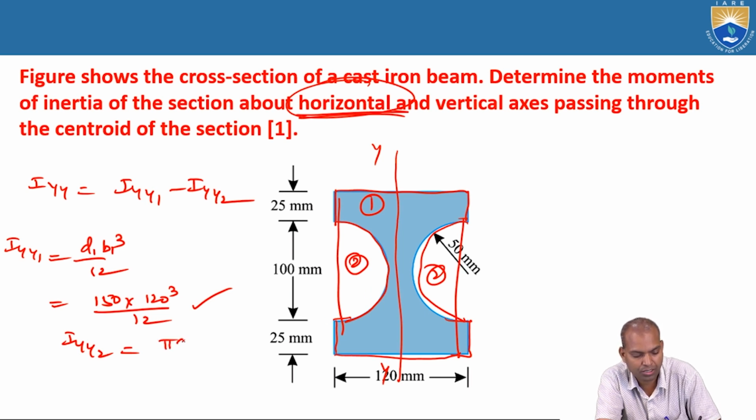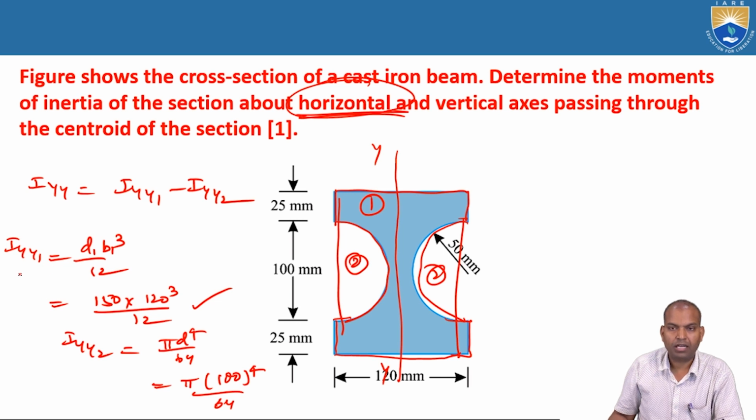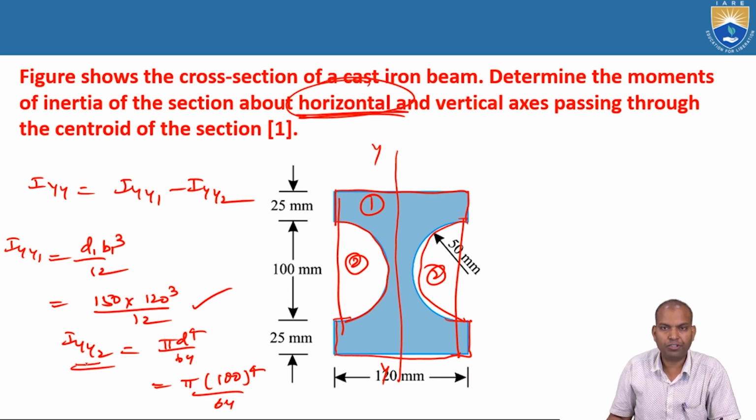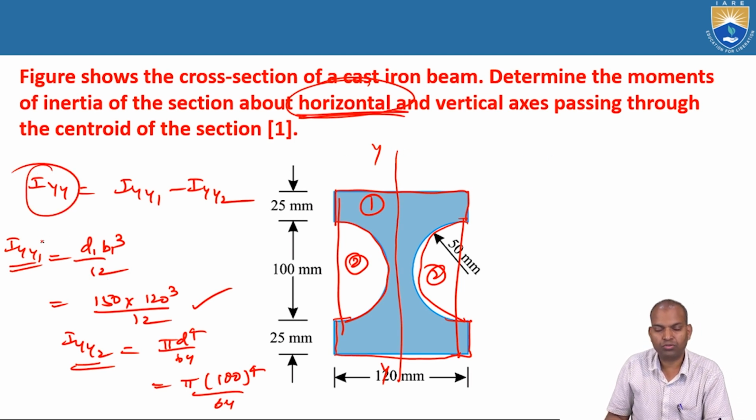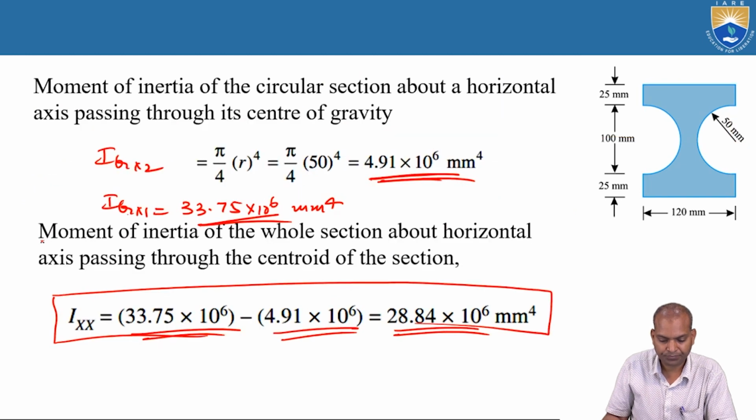Semicircle. That is pi d power 4 by 64. Pi into, what is the diameter here? 100 millimeters power 4 by 64. Subtract this Iyy2 from the value of Iyy1. Then it will be obtained as Iyy. That is the vertical axis passing through the centroid of the section.